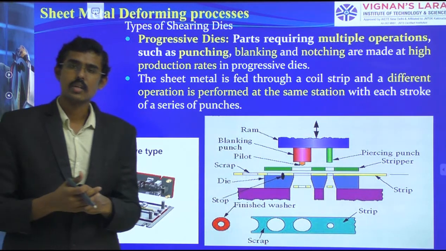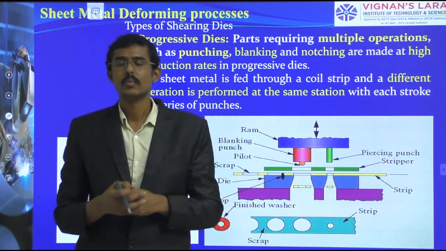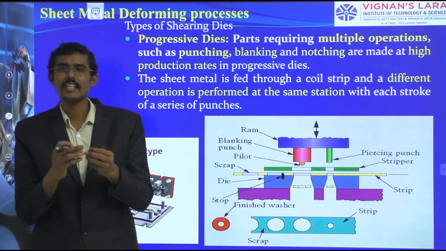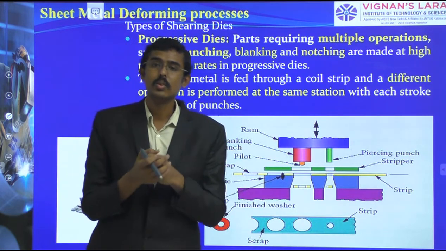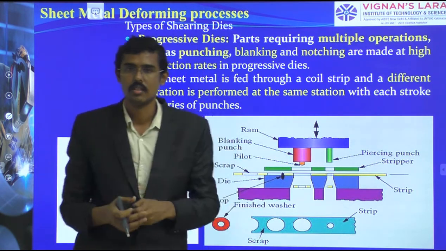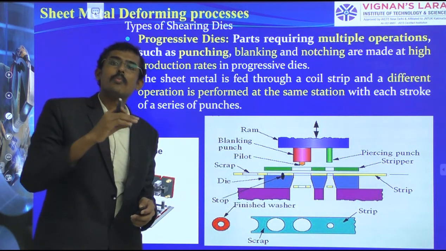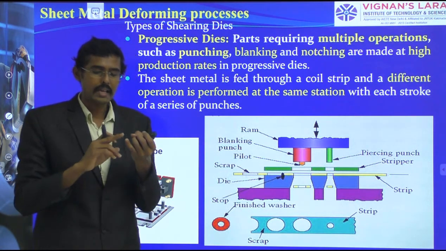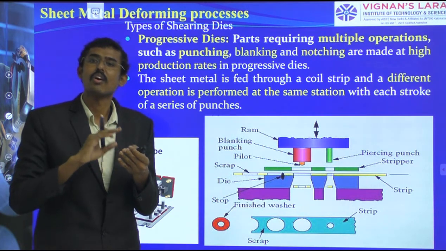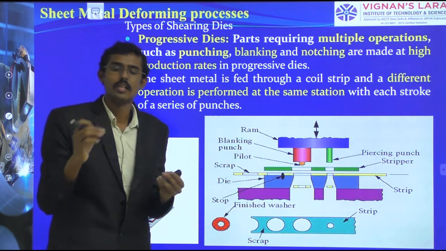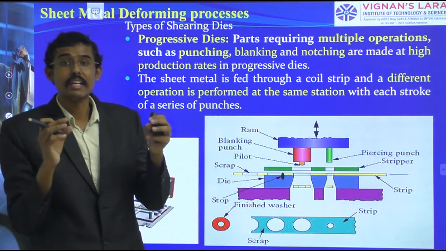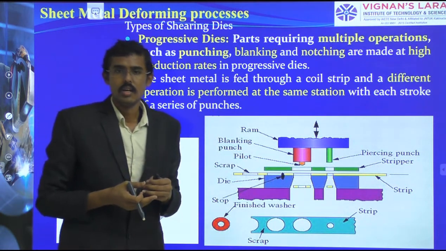In today's class, we are going to talk about the various dies which we are using for doing the sheet metal operations. In earlier classes, we have seen the various sheet metal operations of blanking, piercing, spinning, coining, stretch forming, and various methods of bending.